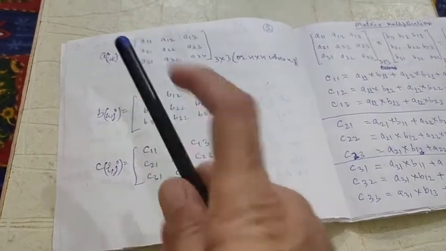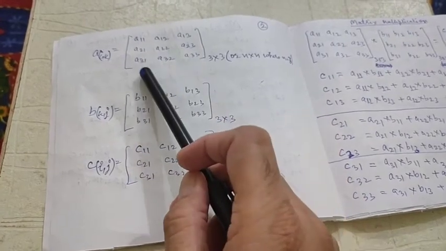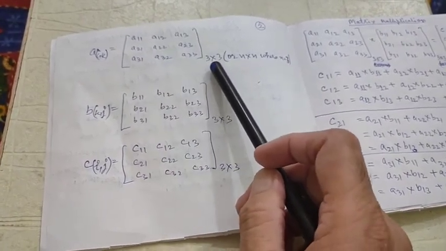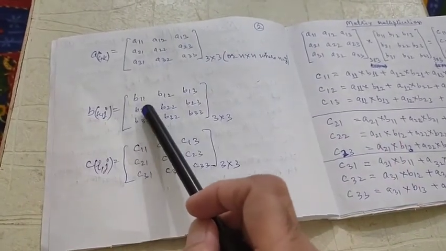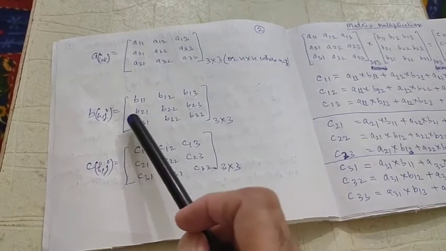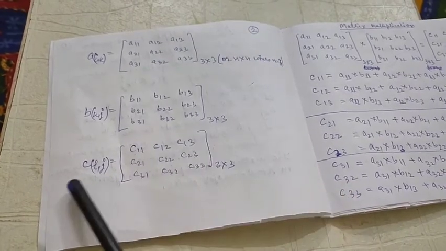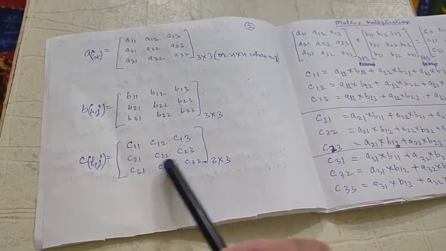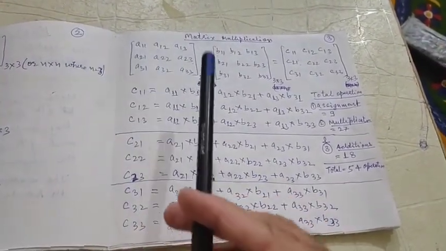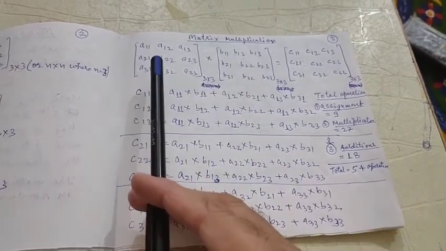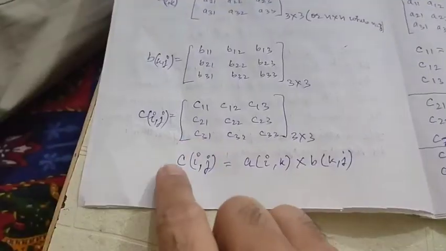Aik is A11, A12, A13, A21, A22, A23, A31, A32, A33. This is a 3 cross 3 matrix. Bkj is B11, B12, B13, B21, B22, B23, and so on. In the same way, Cij is this. This is matrix multiplication.